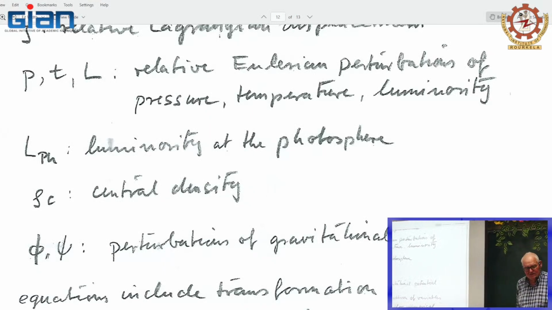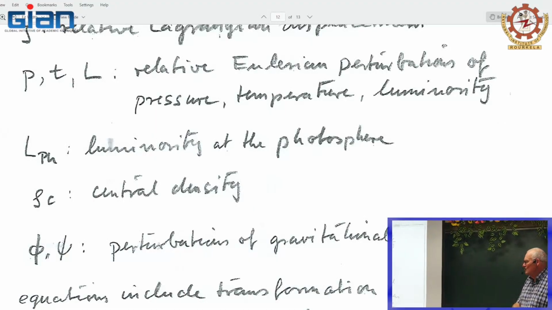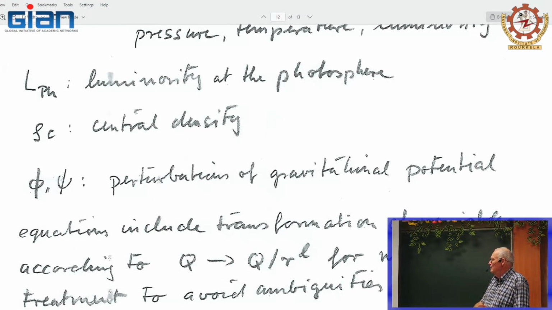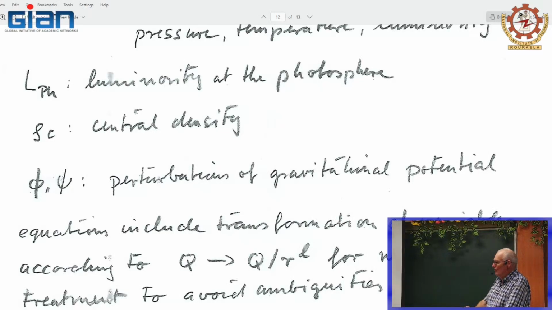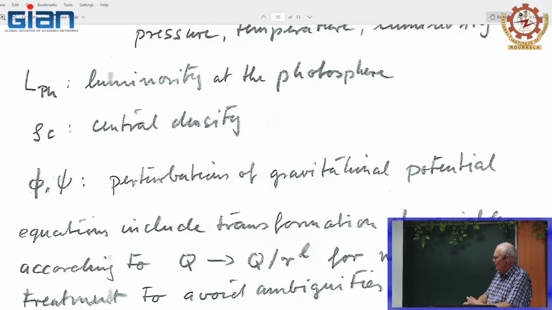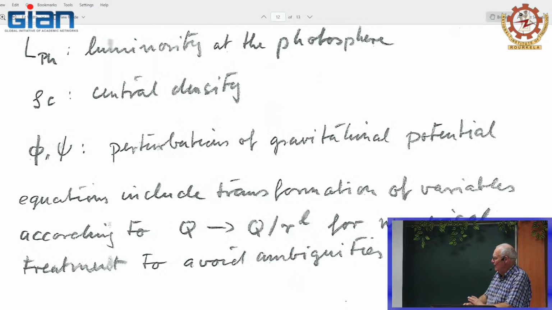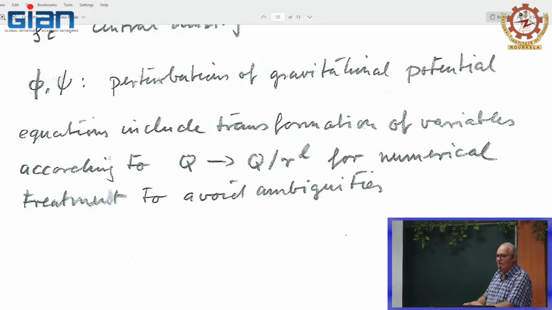Well, and as I said before, these equations include a transformation of the variables according to Q going to Q over R to the power L for the numerical treatment of ambiguities in the center of the star. These transformations are mainly motivated by a convenient numerical treatment.